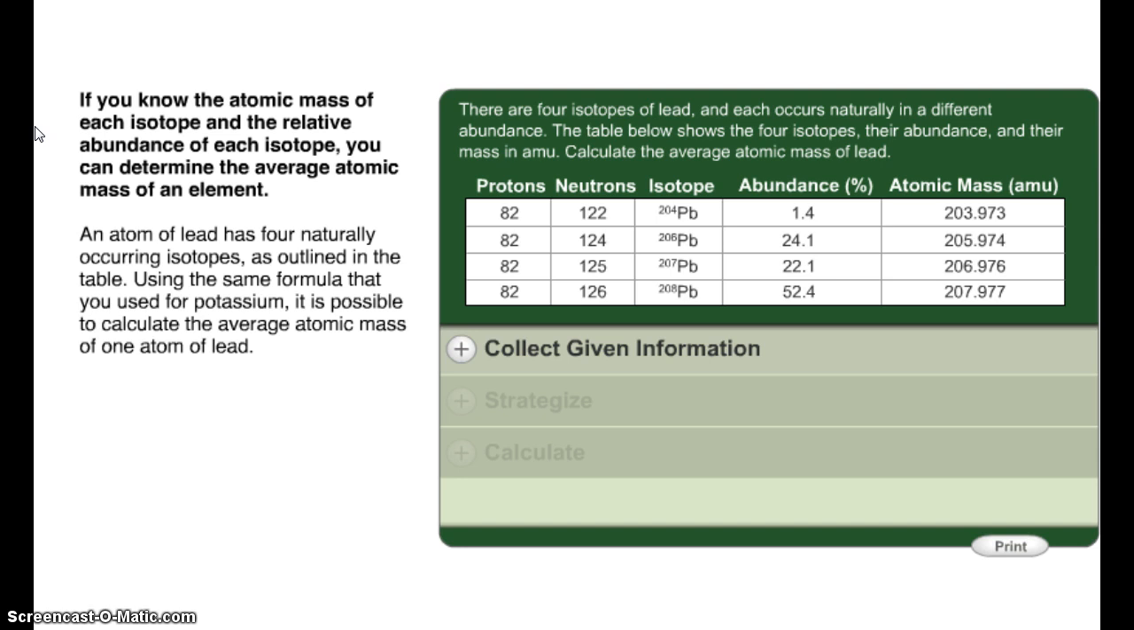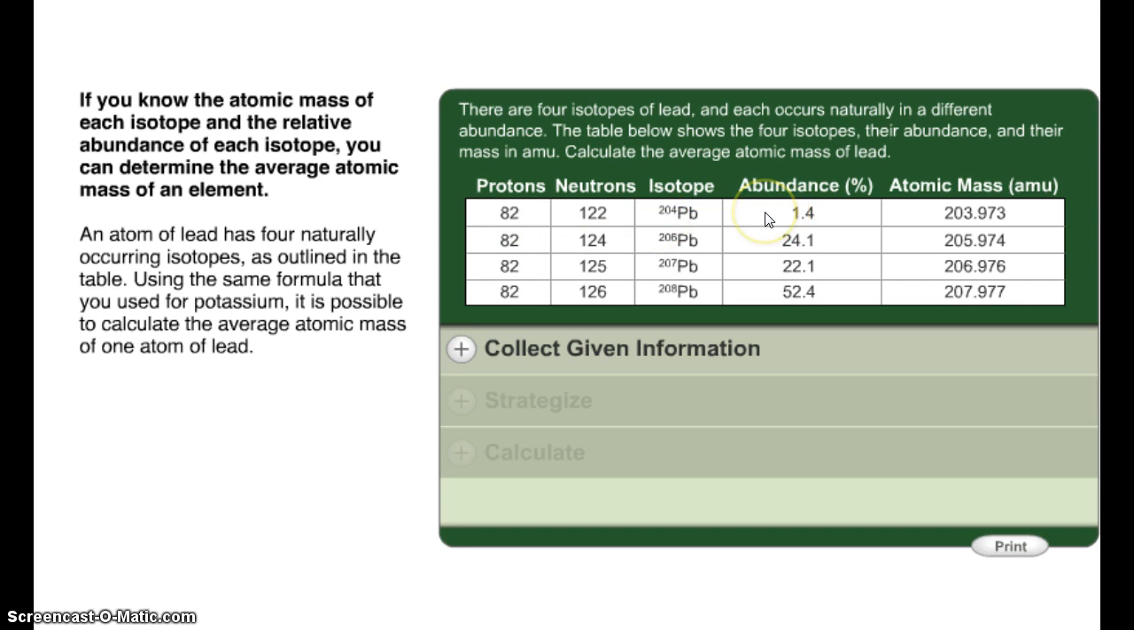An atom of lead has 4 naturally occurring isotopes as outlined in the table. Using the same formula that you used for potassium, it is possible to calculate the average atomic mass of one atom of lead. So, as always, lead has 82 protons. The number of neutrons vary, and that's what gives us the isotopes. Again, the numbers up here are the mass number.